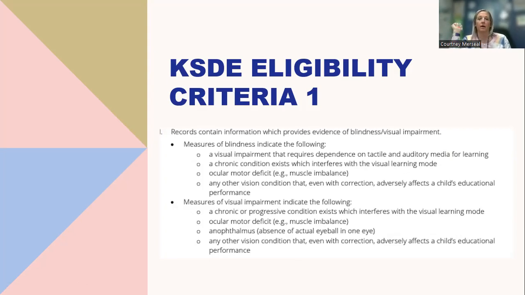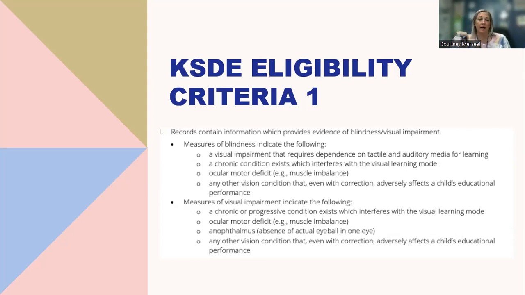Another prong to criteria 1 is that measures of the visual impairment indicate that it is either a chronic or progressive condition, which would interfere with learning mode. So even if a student is able to see now, but has a condition that will progressively become worse, and it is documented, they could qualify for a visual impairment label.